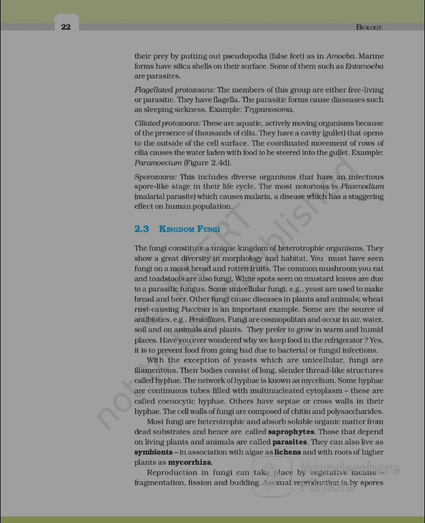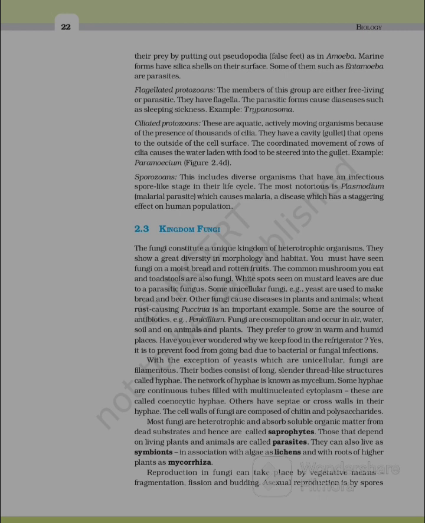Flagellated protozoans. The members of this group are either free living or parasitic. They have flagella. The parasitic forms cause diseases such as sleeping sickness. Example, Trypanosoma. Ciliated protozoans. These are aquatic, actively moving organisms because of the presence of thousands of cilia. They have a cavity (gullet) that opens to the outside of the cell surface. The coordinated movement of rows of cilia causes the water laden with food to be steered into the gullet. Example, Paramecium.